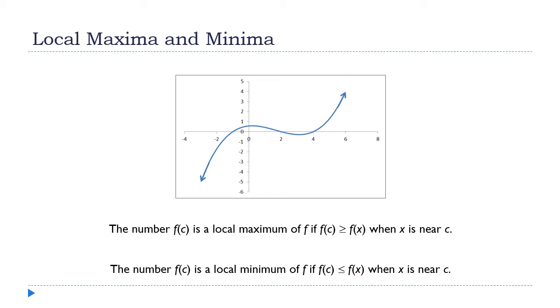Well, we have another idea here that's a little less restrictive, but that's still going to be useful. It's called a local maximum and a local minimum. What this means is it's not the absolute highest point on the graph or lowest point on the graph, but if you look at the definition here, the number f(c) is a local maximum if f(c) is greater than or equal to f(x) when x is near c, when x is in a neighborhood of c.